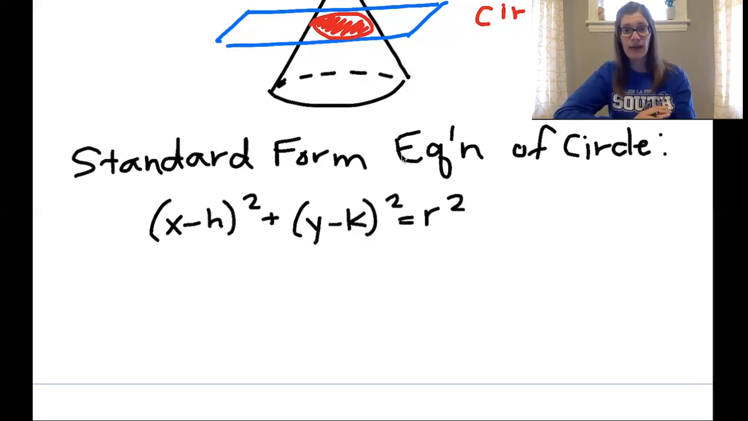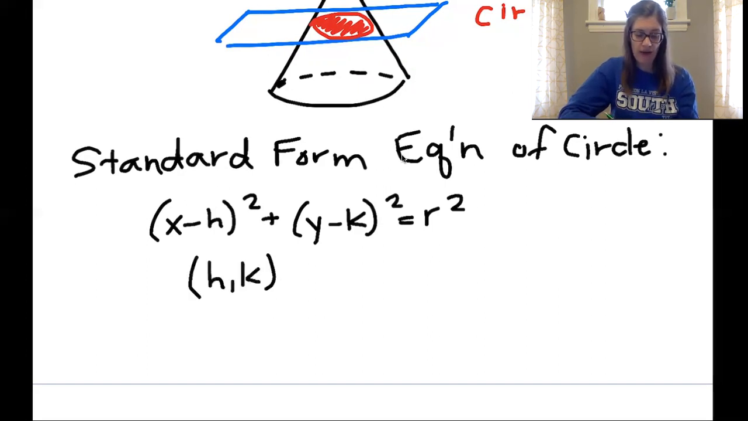And in that equation, we have a lot of information about the circle. We know that (h, k) as an ordered pair is going to be our center point, and we know that r is our radius.